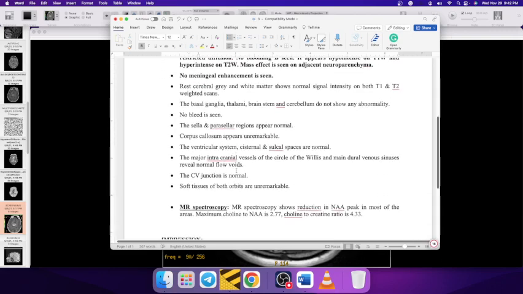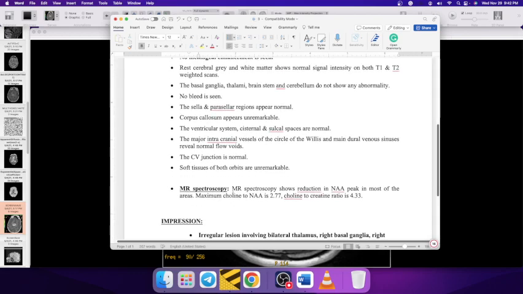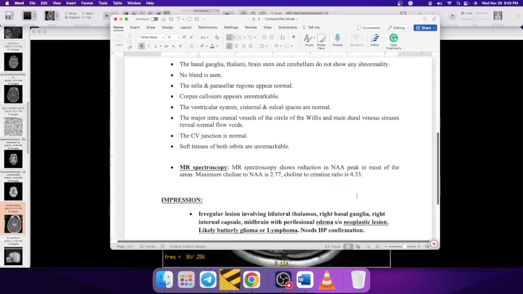And then we mention everything else, what we have seen, and in the end we see the MR spectroscopy. It was everywhere, but still you have to write the things which you can be sure of, like there is a reduction in NAA, and the maximum choline to NAA is 2.7, choline to creatinine is 4.33.